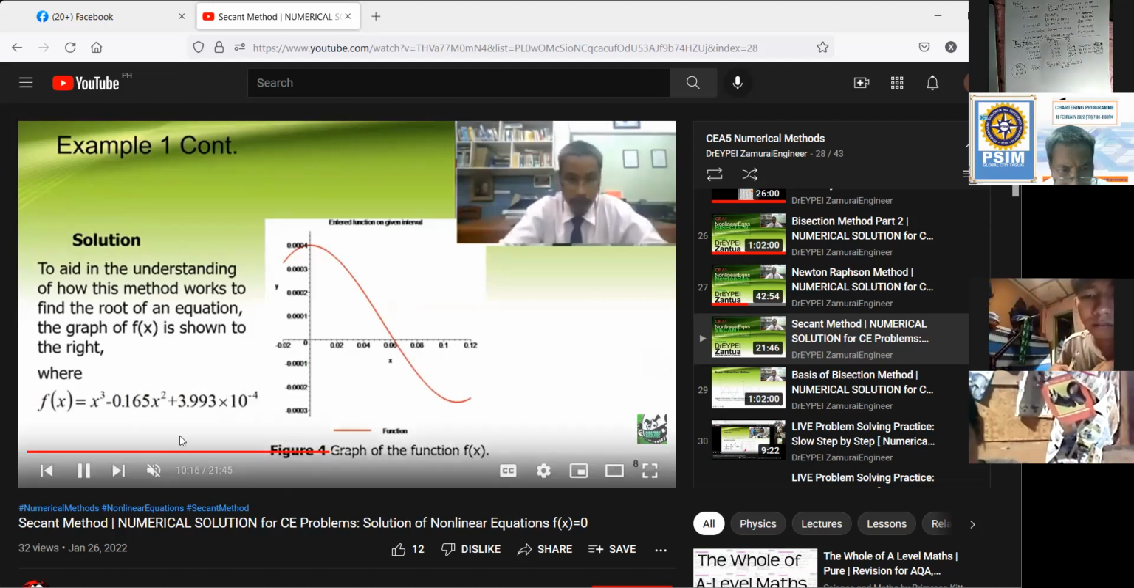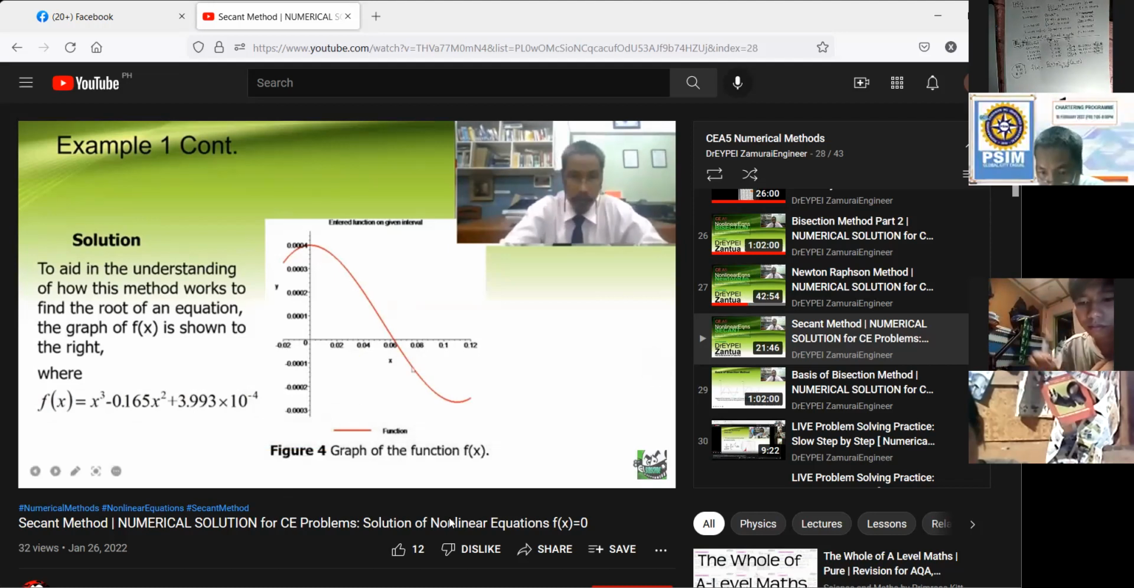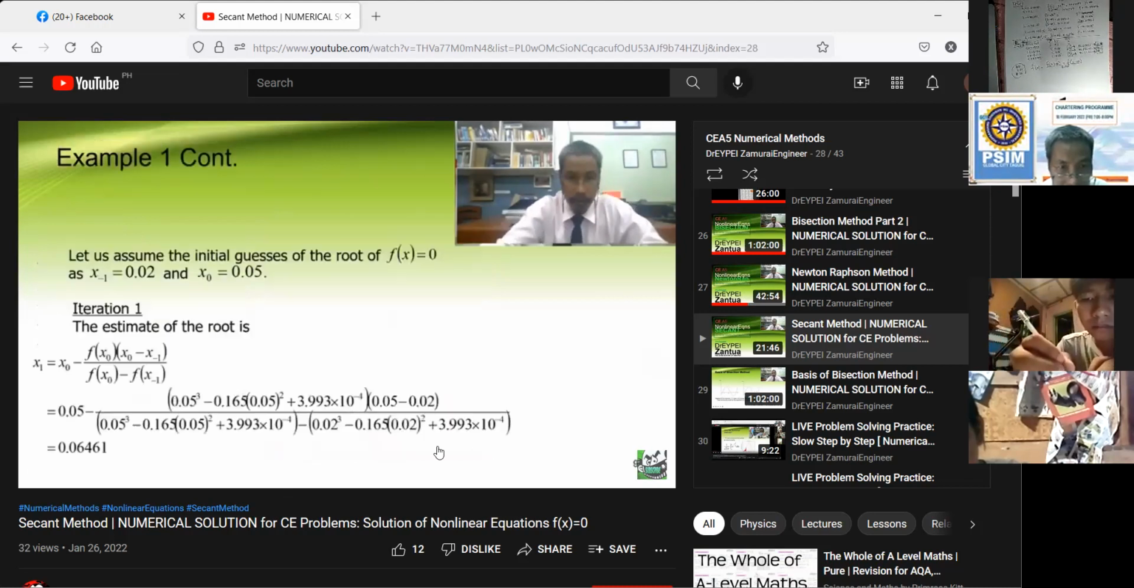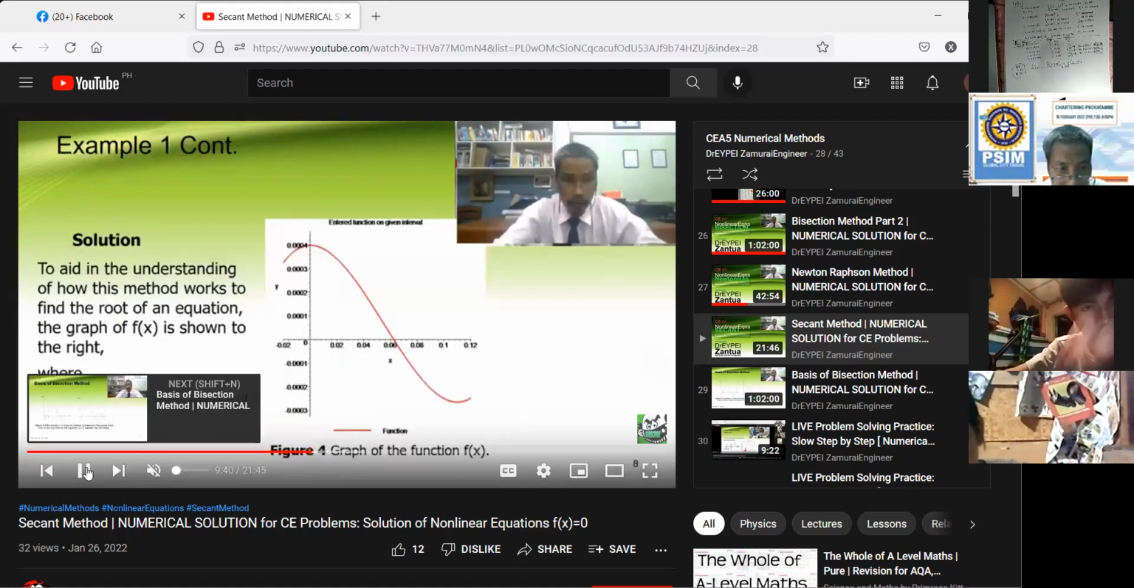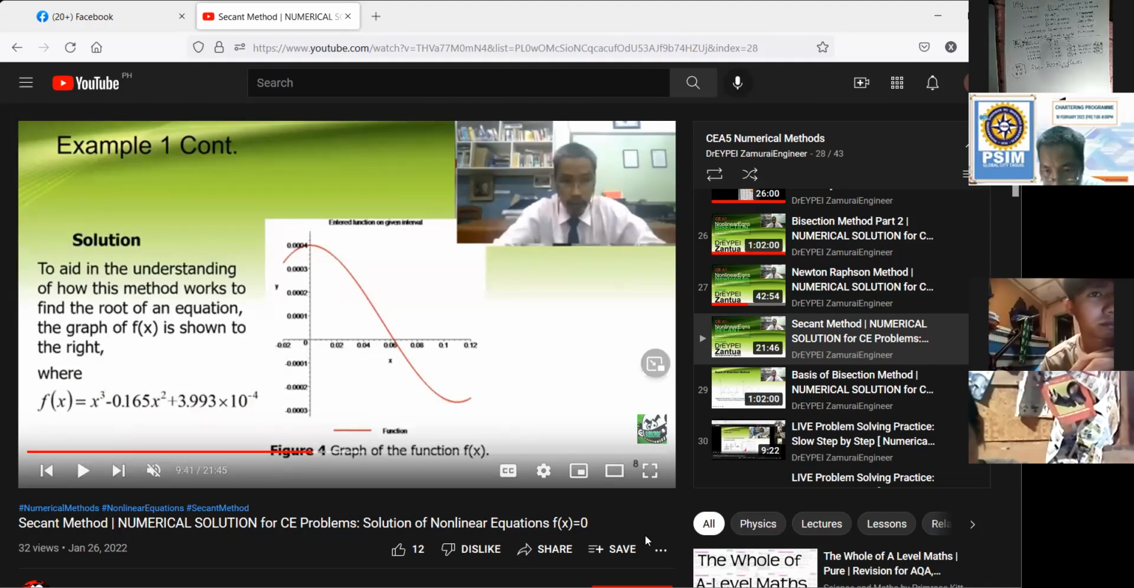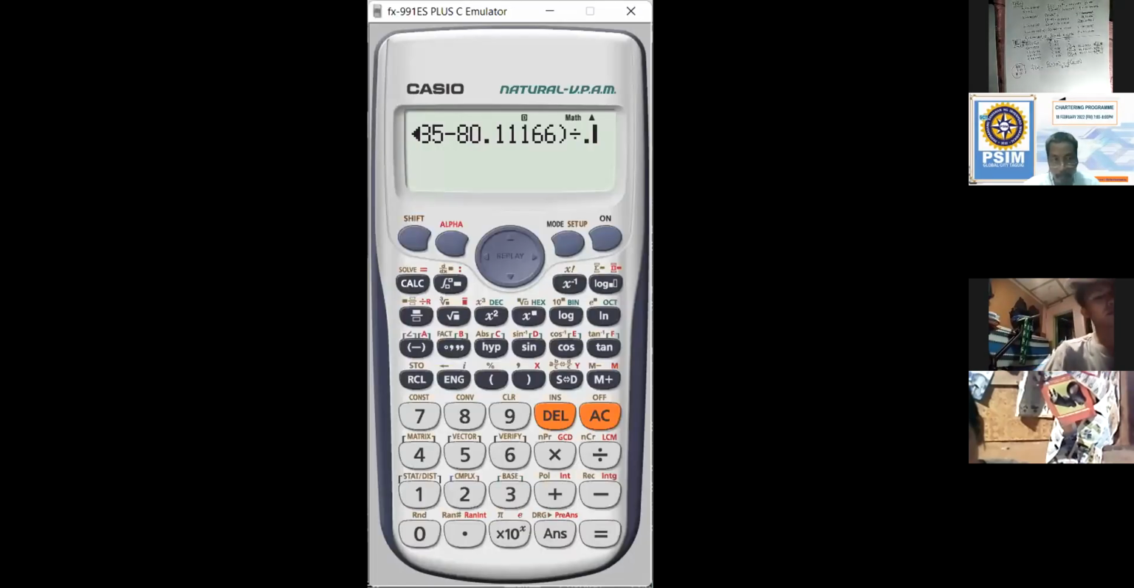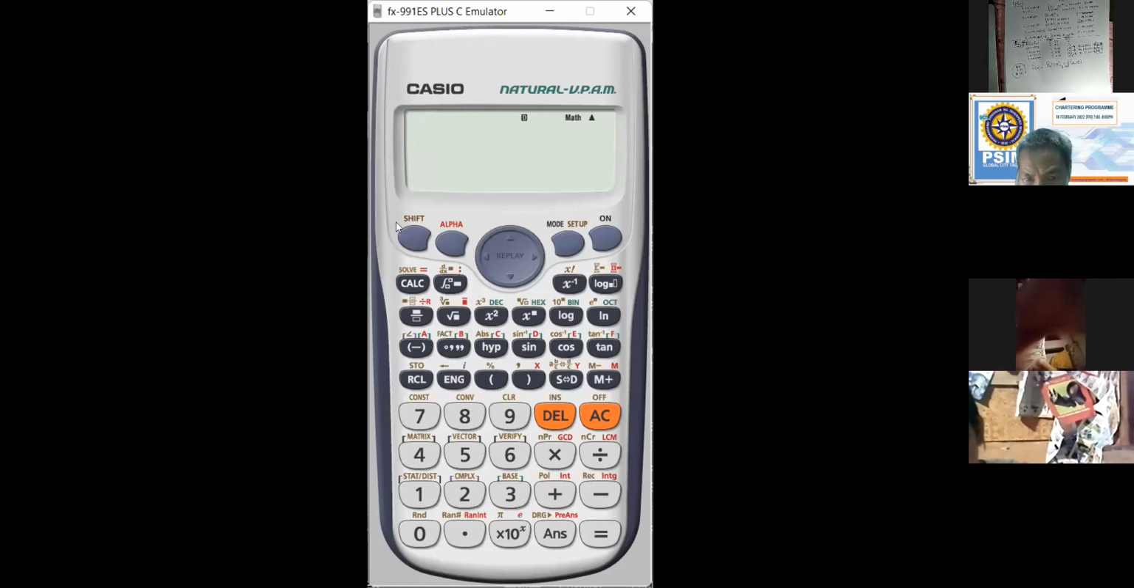I think it could be solved on the previous type of allowed calculator, but let's look for the answer using this model of calculator. But I think you have to shift solve. Let's try shift solve.